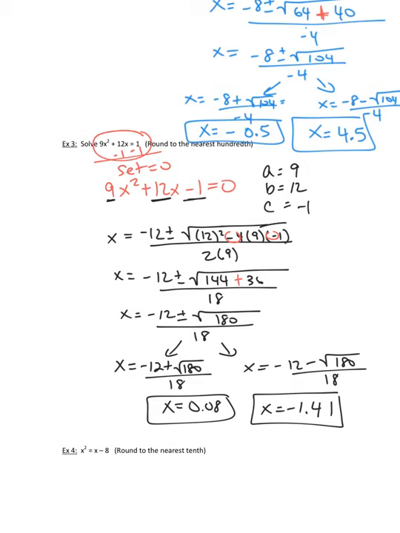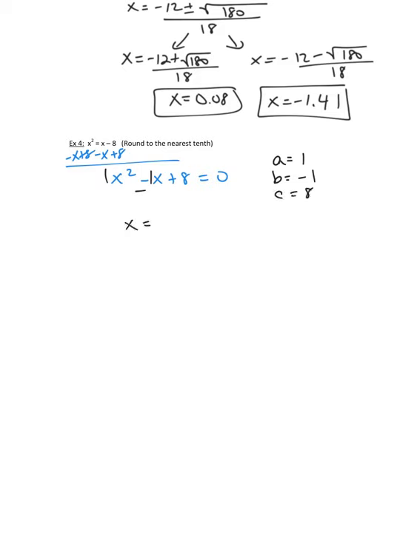Okay, we'll do one more. This one is pretty much the same idea as what we just did. It isn't set equal to 0, so you have to set it equal to 0 first. So you guys have to subtract x and add 8. So this is really x squared minus x plus 8 equal to 0. Now I could figure out my a value is 1, because that's there. My b value is negative 1, because of that number, the coefficient of x, and my c value is 8.